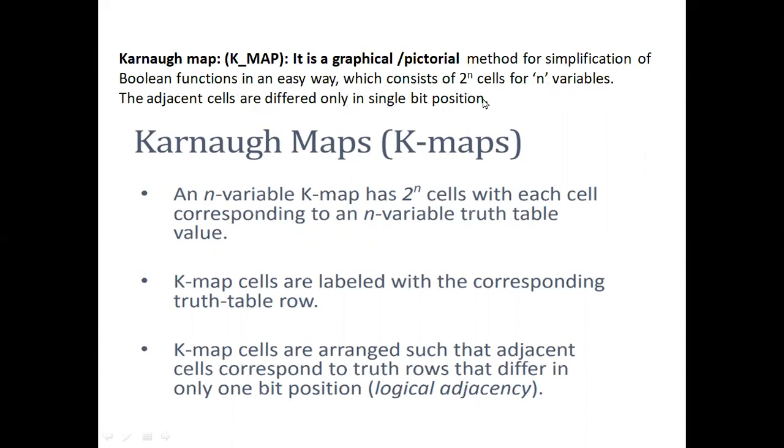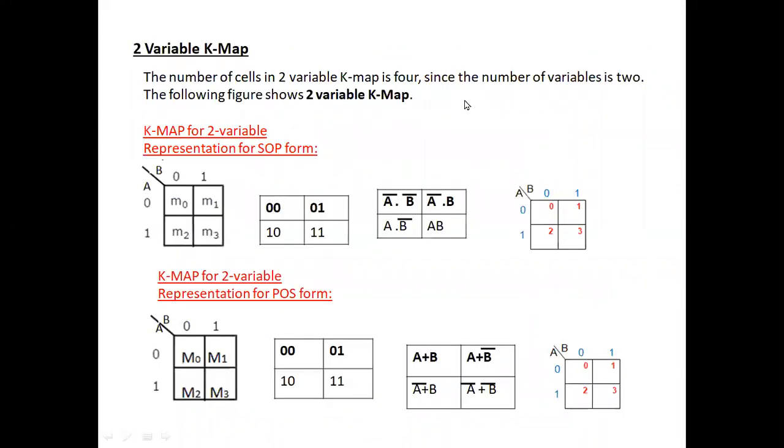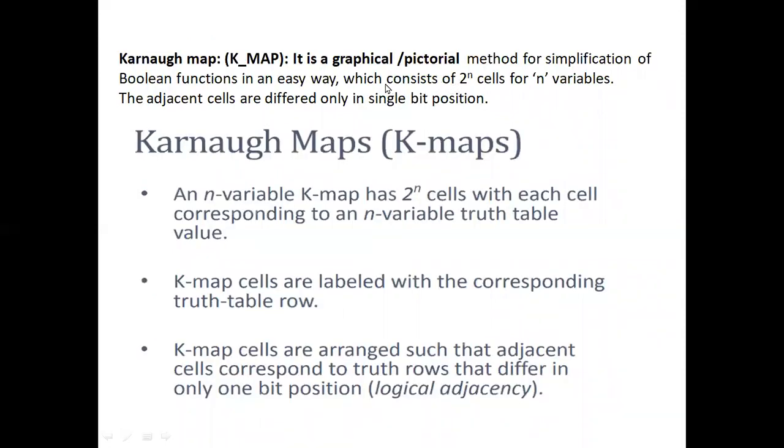So you are required to use unit distance code to have this single bit position difference, which we'll see in the next slides, which consists of 2 power n cells for n variables.